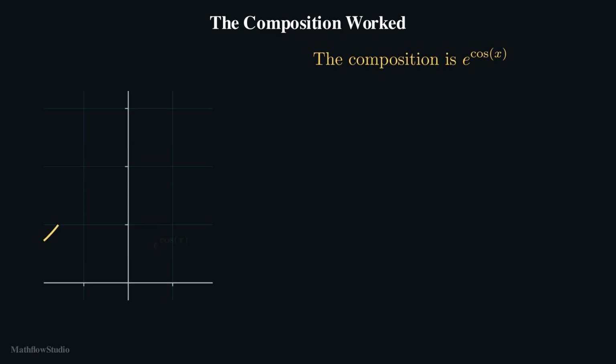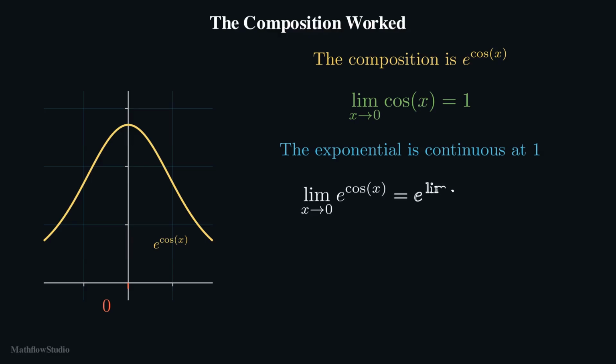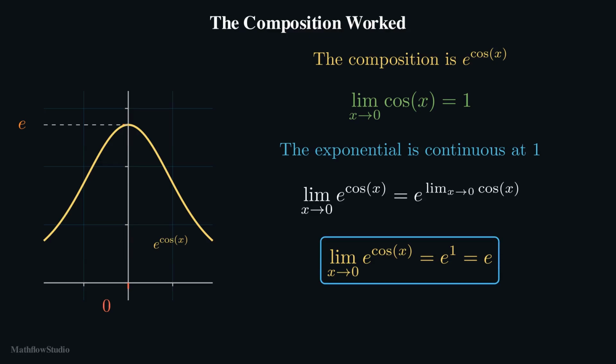The theorem can be run on a composition of the natural exponential with the cosine. The composed curve rises to a single peak above the input 0. The inner function approaches 1 as the input approaches 0. The exponential is continuous at 1, which is the value the inner function approaches. The limit therefore moves inside the exponential. The exponential of 1 is e, so the composition approaches e. The composed curve also takes the height e at that input, so the limit and the substitution agree.